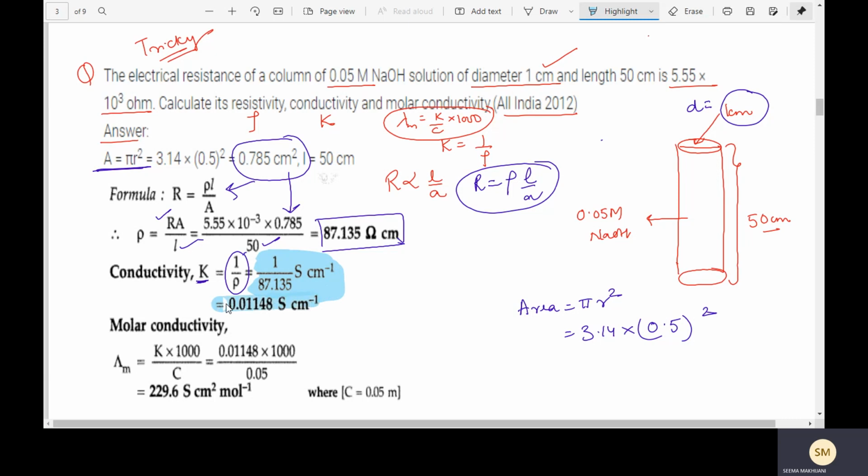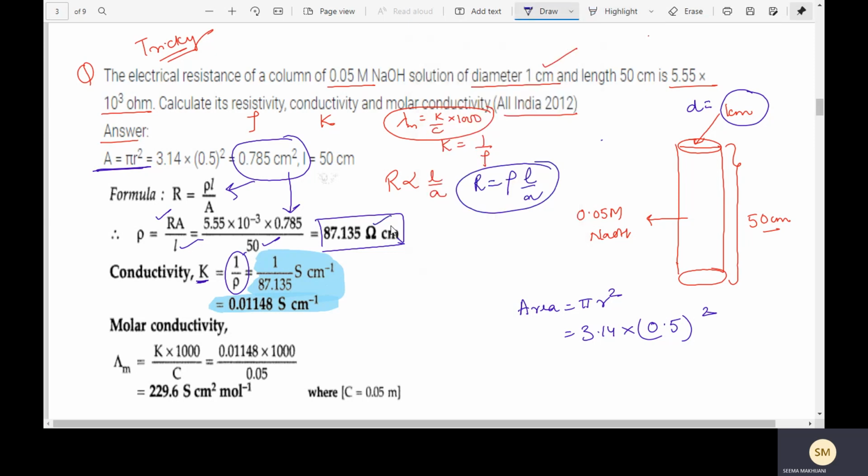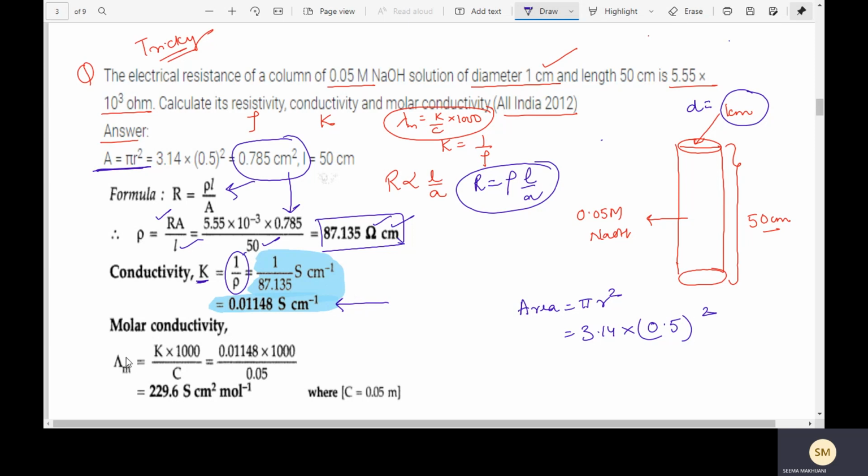So this is your conductivity. The units of conductivity are inverse that of the resistance, resistivity के हिसाब से. सो रेजिस्टिविटी की यूनिट्स है ओम सेंटीमीटर, तो कंडक्टिविटी के यूनिट्स है साइमन सेंटीमीटर इनवर्स. मोलर कंडक्टिविटी, as we did, का फॉर्मूला हम कर चुके हैं. Your molar conductivity is this.